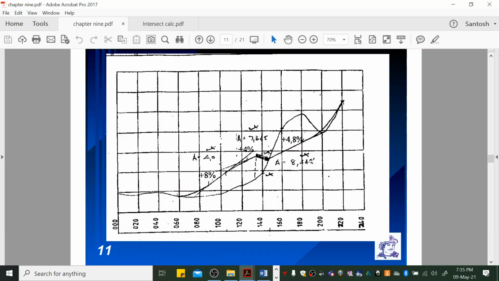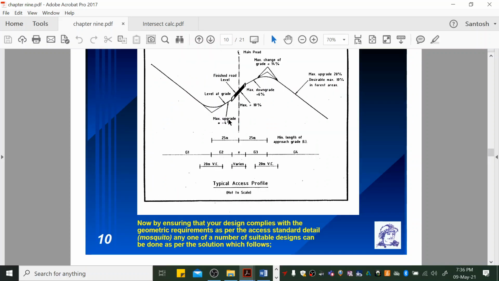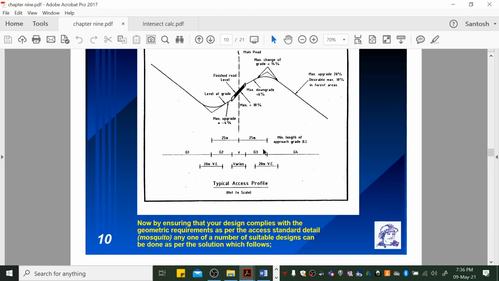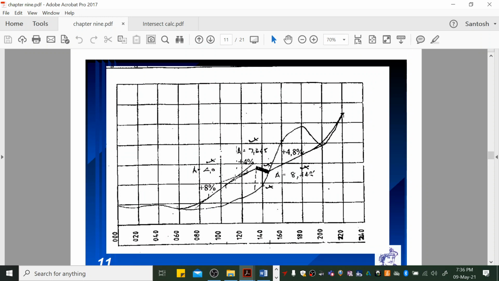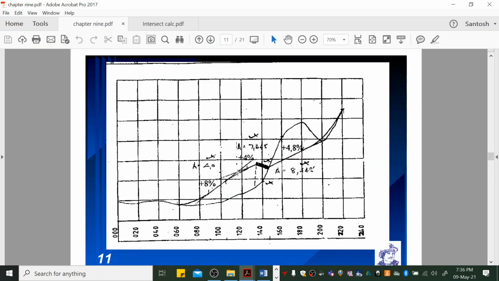At the same time here, you've got a 4% and you've got a 3.645%. G2 minus G1 gives you 7.645%, which is allowable because your allowable change of grade is, let's have a look here, 7.645, and we're looking up here at 14%. Okay, so we're below the 14%, we're fine. And your change of grade here is your 4%, and your 8% gives you 4%, which is still below the 14% there. So you're fine with your change of grade here.